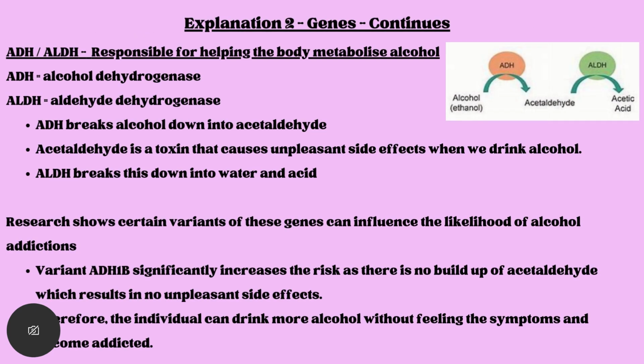And then continuing, the next gene is a little bit more difficult to get your head around. However, if you use the diagram, it can help you. It's the ADH and the ALDH gene, which is responsible for helping the body metabolize alcohol. So everyone has these genes. So when anyone has alcohol, this is what's going on inside your body. ADH is known as alcohol dehydrogenase, and ALDH is aldehyde dehydrogenase. I don't think you need to know the exact phrase. However, it does help if you add it in. It can make your answer stand out a little bit more, seem a bit more professional.